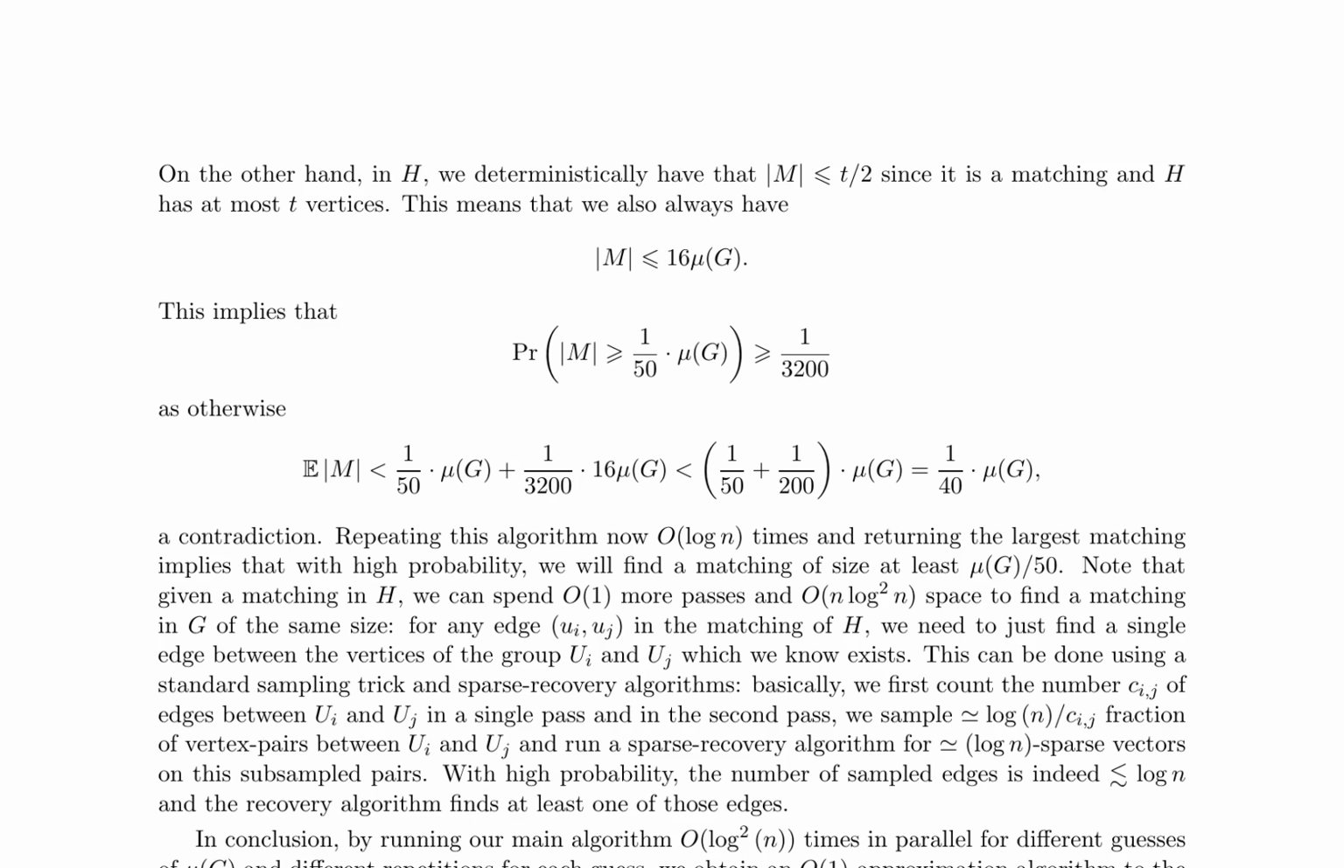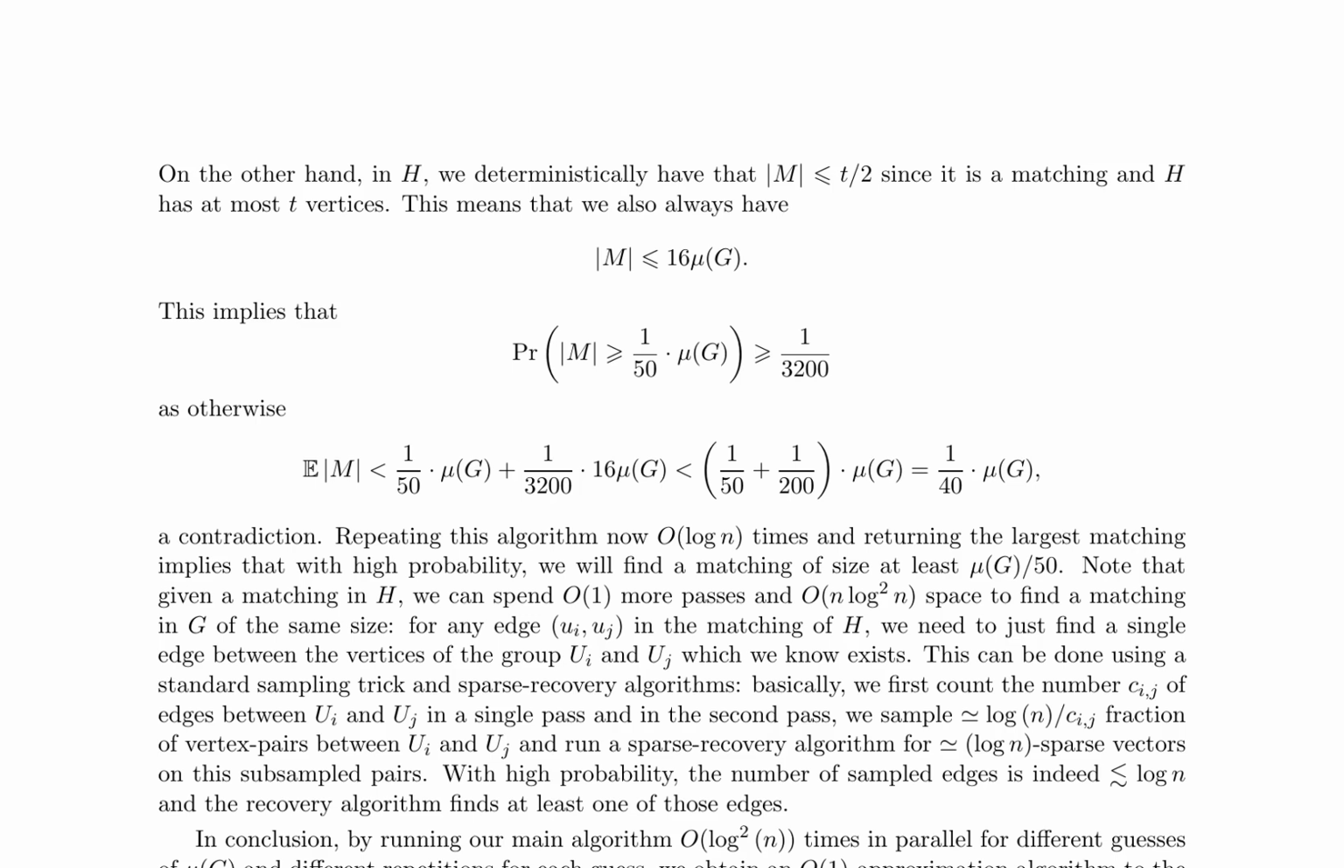The analysis of the algorithm continues, focusing on the deterministic bound on the size of the matching in the subgraph H. It is established that the size of the matching, denoted as m, is at most t/2, where t is the number of vertices in H. This implies that m is also bounded by 16 micro g, where micro g is the maximum matching size in the original graph G. The probability of m being at least 1/50th micro g is then analyzed, and it is shown that this probability is at least 1/3200th.